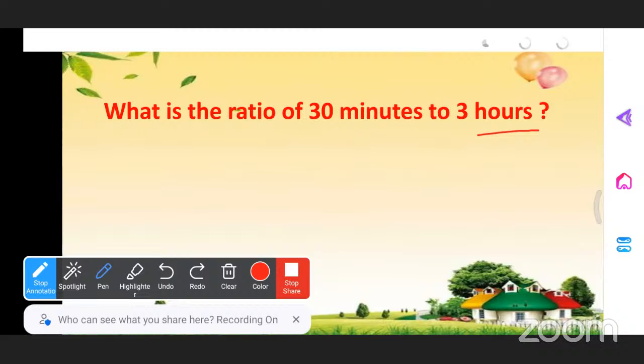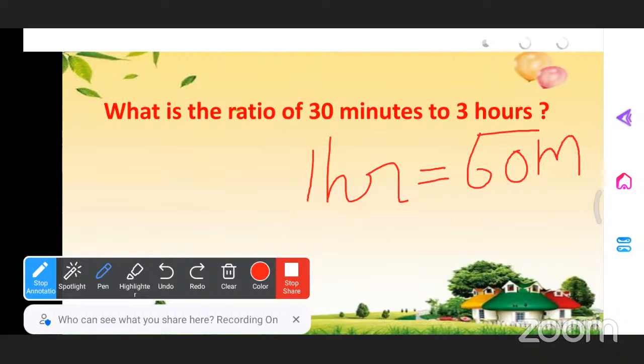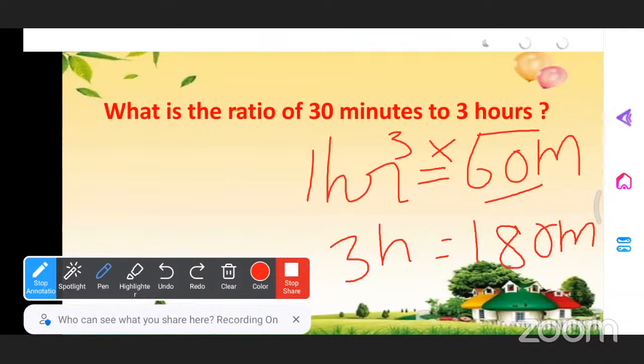Very good, Kana. Super. 1 hour equal to how many minutes, Kana? 60 minutes, ma'am. Very good. Nice. Keep it up. And then 3 hours. So we multiply the minutes into 3. So that's why the answer is 180 minutes. Very good, Kana. 3 hours equal to 180 minutes.